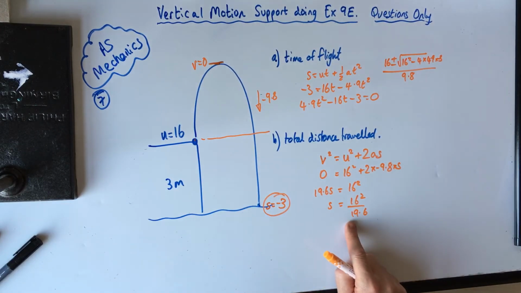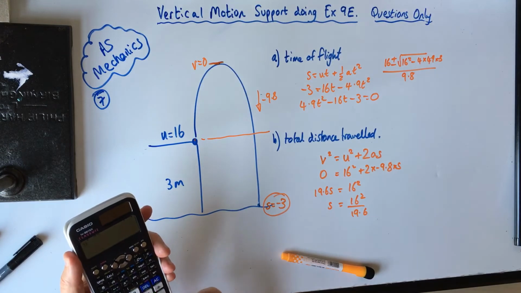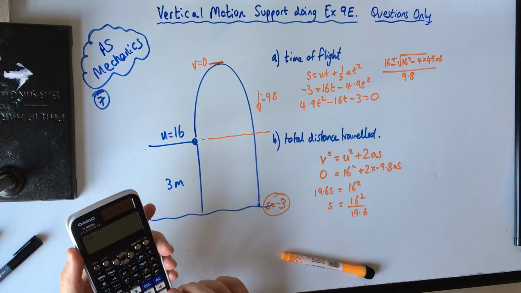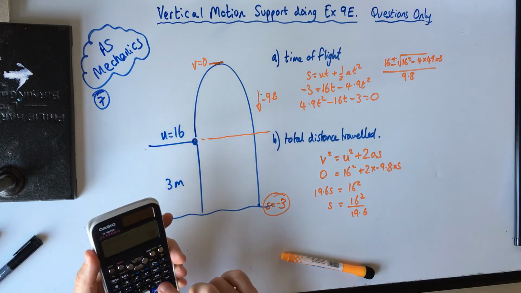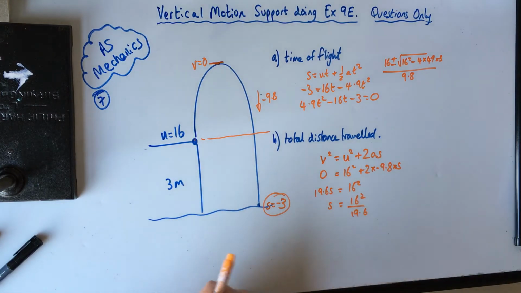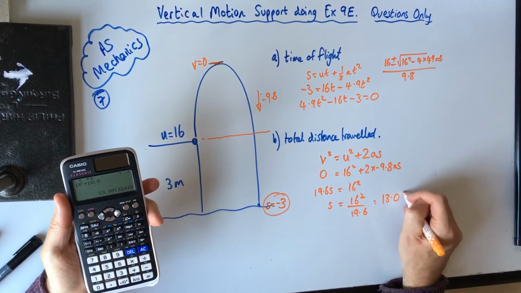So you work that out. I'll just do that. So 16 squared divided by 19.6, and that tells me it's 13. I'm going to leave that on my calculator, but that is 13.06.